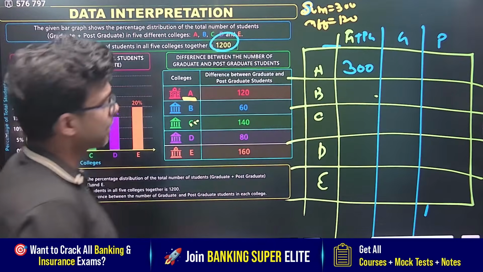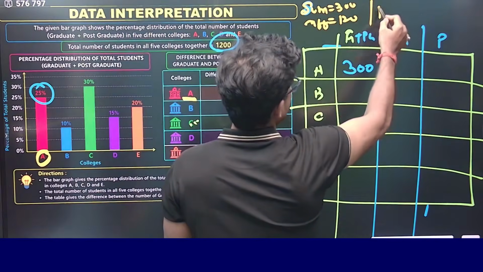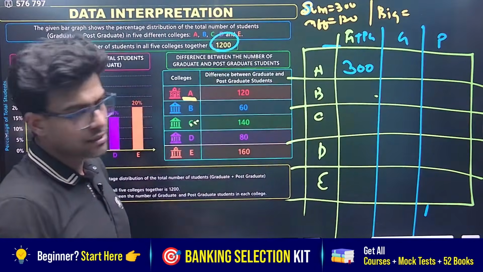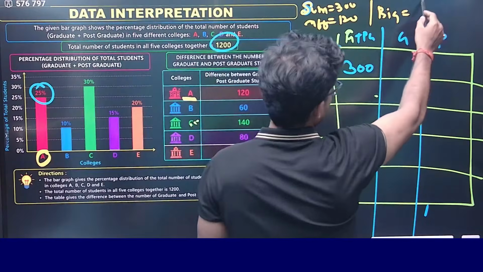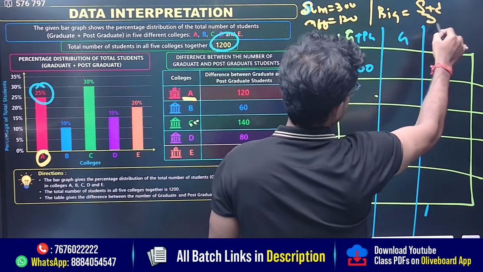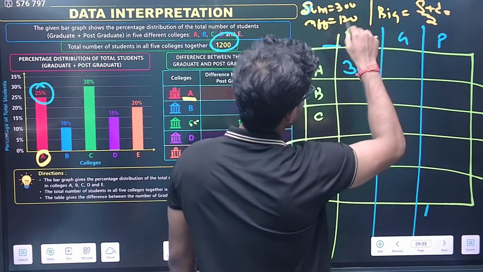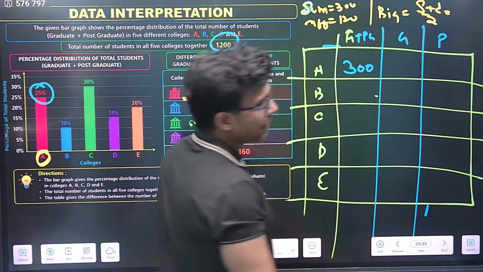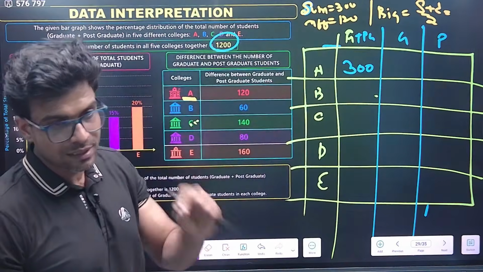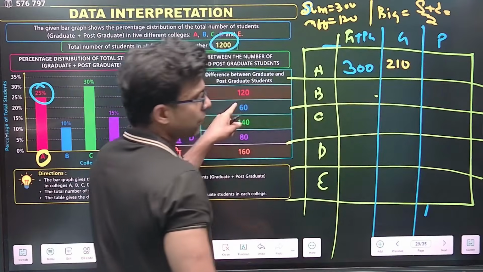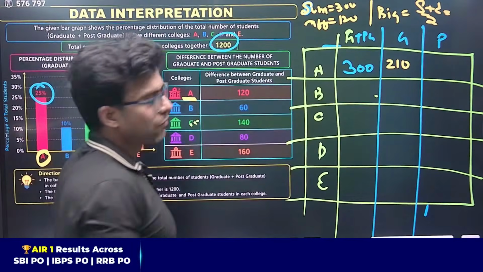The bigger number is sum plus difference by 2. The bigger number is sum plus difference by 2. Sum is 300, then difference is 120, so 420 by 2. Then the bigger number, 420 by 2, is basically 210. So the bigger number is 210 and the difference is 120. Then postgraduate would be 90.